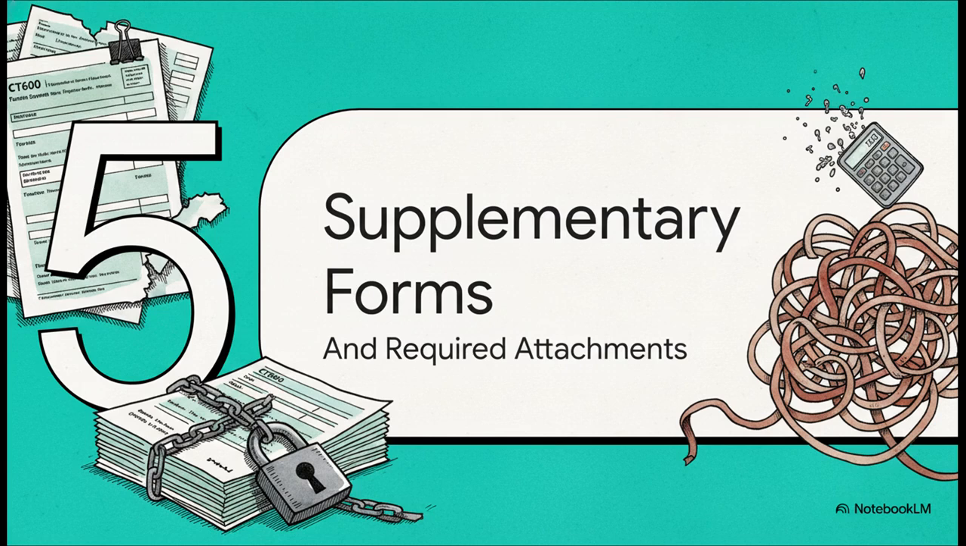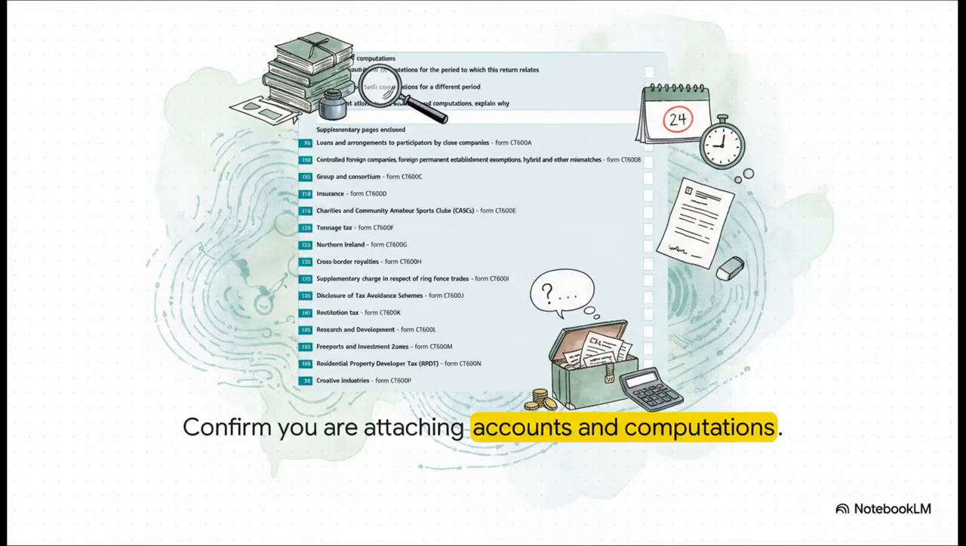Step 5. Supplementary forms and required attachments. Listen, doing the math correctly is only half the battle. Missing supplementary forms is a guaranteed way to stall your entire submission. Right at the top of the Accounts and Computation section, you need to verify your attachments. Check box 80 to confirm you're attaching accounts for this exact period. If they're for a different period, that's box 85. And if you aren't attaching them at all, you'll have to explain exactly why in box 90.